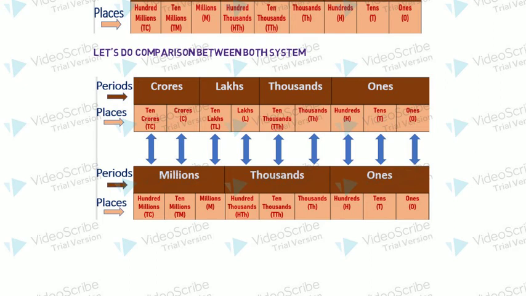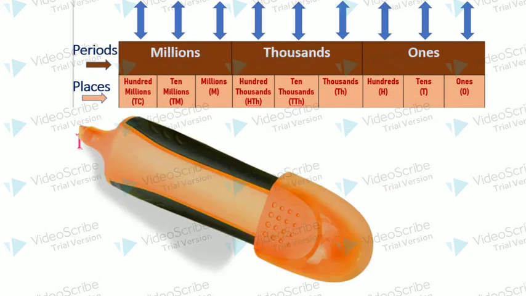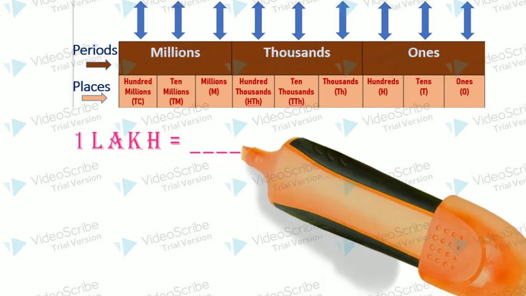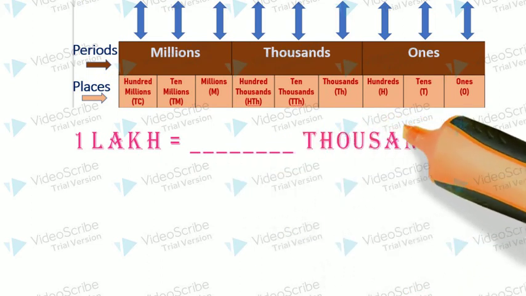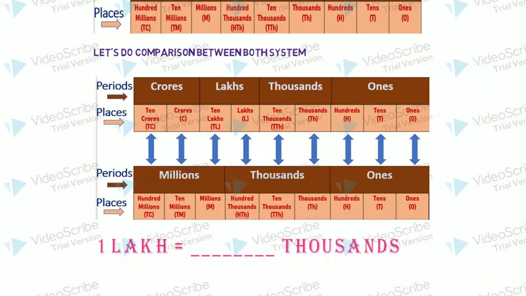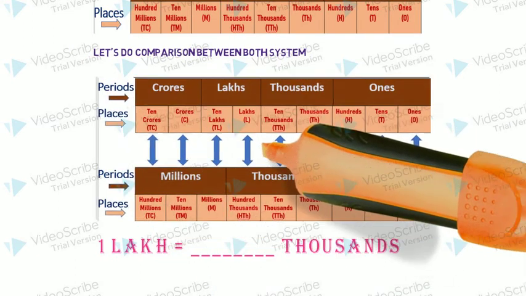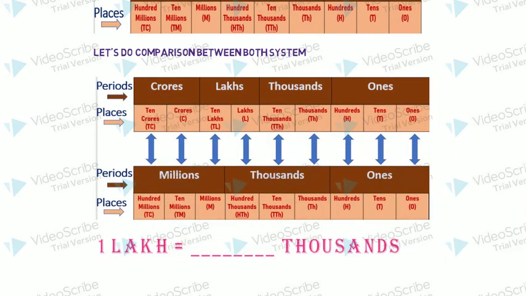So we can say 1 lakh is equal to dash thousands. Let's observe the comparison again. So in front of 1 lakh, that means lakh, we can see 100,000 is written. That means 1 lakh is equal to 100,000.